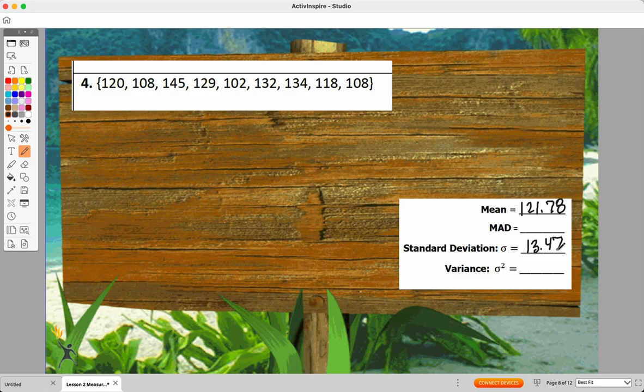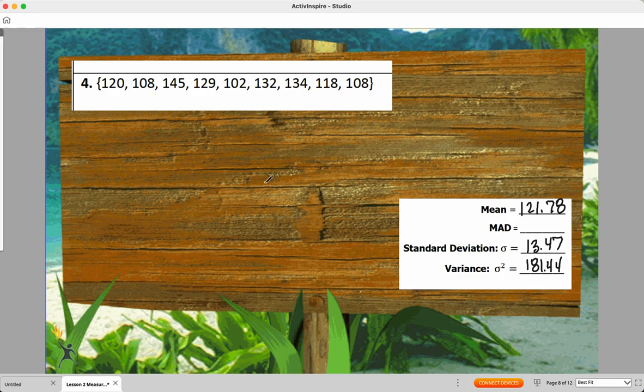My variance then makes 181.44. And then now we're going to create our absolute deviation from here. Okay. Now this is where the calculator really is going to come in handy, because we are going to keep it rounded to the nearest point. So 121.78 minus 108. You get 13.78.